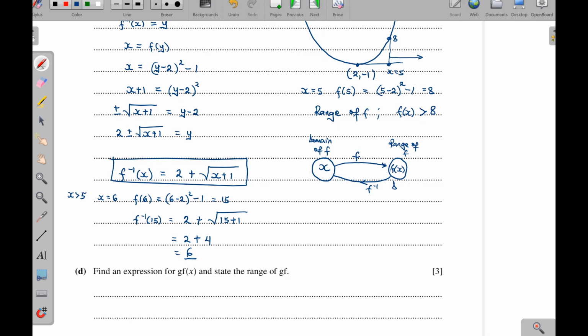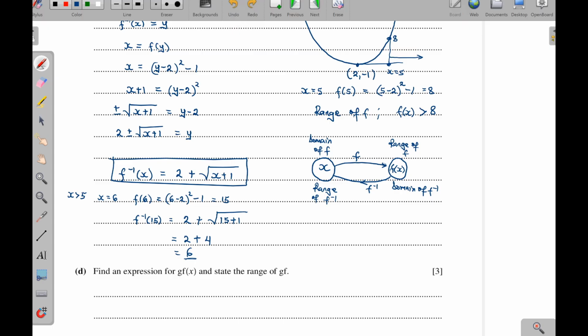So this one has to be the domain of the inverse. And then what comes out is the range, so the range of f inverse. So what does this mean? The domain of f is the range of the inverse. And then the domain of the inverse is the range of f.